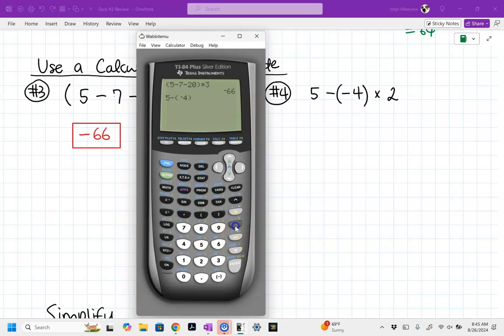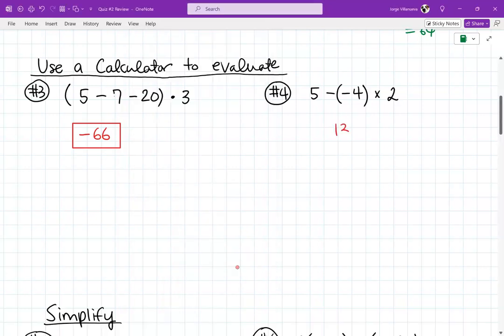And then times a 2. And it's 13. Calculators do understand order of operations as long as you type them in right. It'll understand. So this is going to be 13. So I'm done. No big deal. Okay? So hopefully you're like, okay, this isn't so bad. The quiz isn't going to be that difficult.